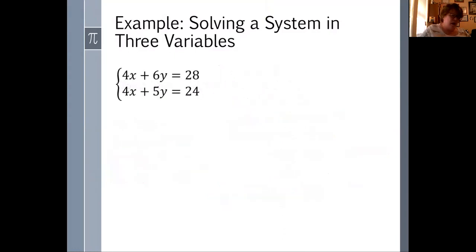So the system I'm going to solve is 4x plus 6y equals 28, and 4x plus 5y equals 24. Those are the 2 equations I got when I eliminated z. I could multiply the second equation by -1 and add it to the first, or multiply the first equation by -1 and add it to the second. Either one is going to eliminate the x. I like positives, so I'm going to multiply both sides of the second equation by -1 and add it to the first.